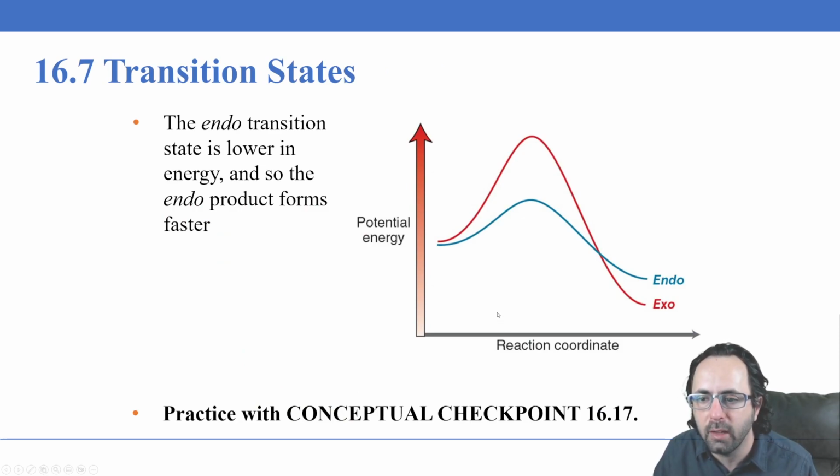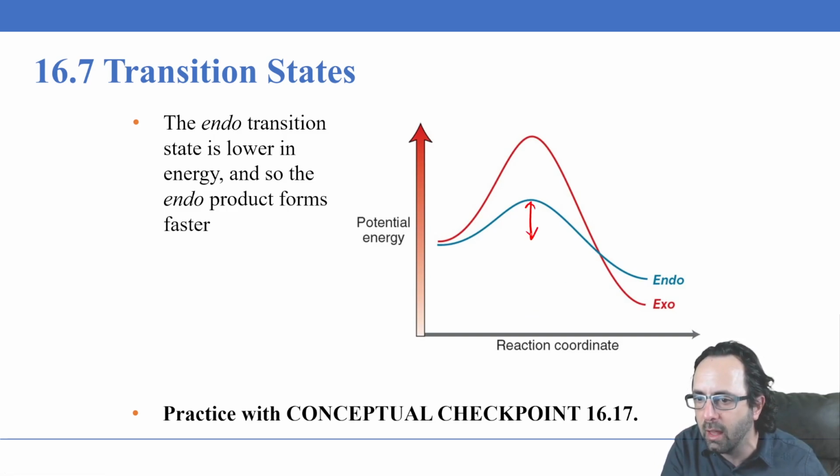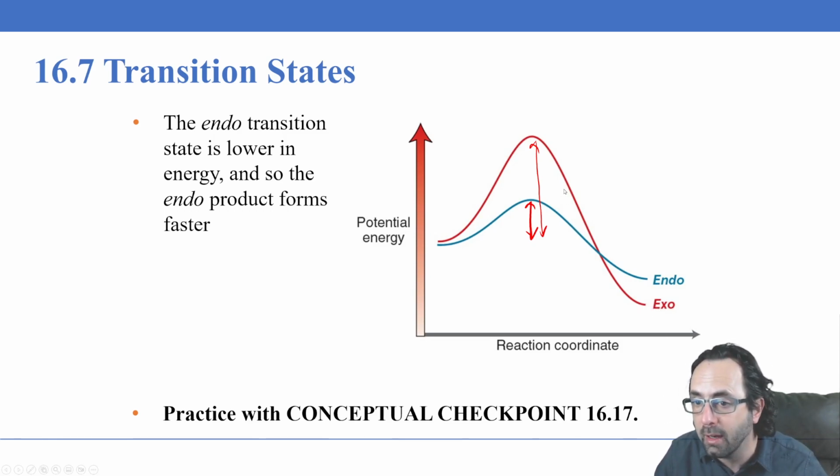In terms of the energy diagram, here's a depiction of that. You can see this is identifying a very great difference in activation energy. The activation energy to produce the endo product is much lower. The activation energy to produce the exo product is much larger. And an interesting side note here is that often the exo product can be thermodynamically favorable, but it's so kinetically unfavorable it would take forever to create.